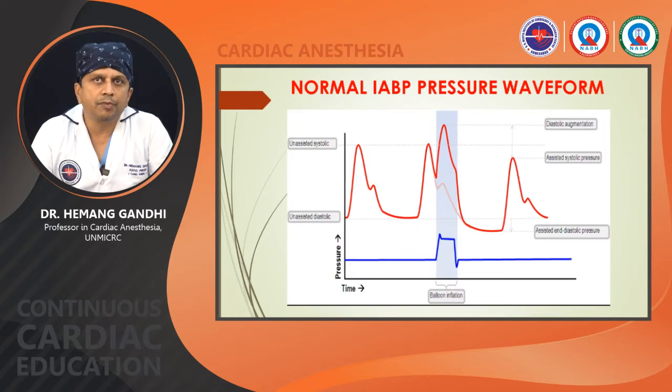This is the normal IABP pressure waveform. First you can see the normal arterial pressure waveform, and in the second, at the dicrotic notch the balloon gets inflated and you have the diastolic augmentation, and then a sudden fall in the diastolic pressure as the balloon deflates just before the next upstroke. This is the first part of the wave. You can see the unassisted systolic and unassisted diastolic pressure. In the next wave you can see the diastolic augmentation, the top high pressure, and at the lower end you have the assisted end diastolic pressure, and after that the last wave is the assisted systolic pressure.